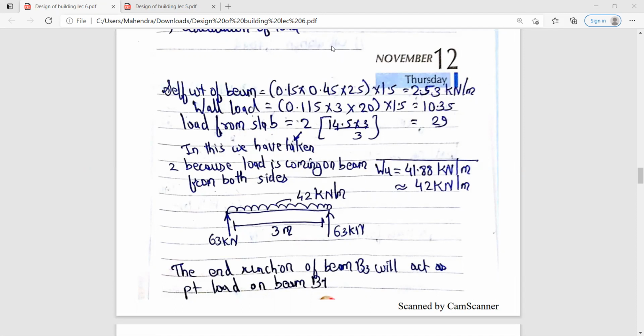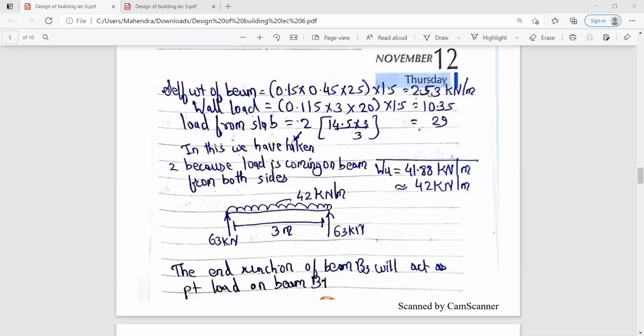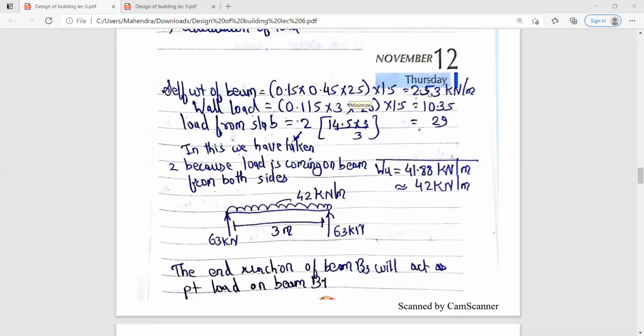These are the loading calculations for the beam B3. Yes, everyone understood these loading calculations? Okay. Now proceeding further.